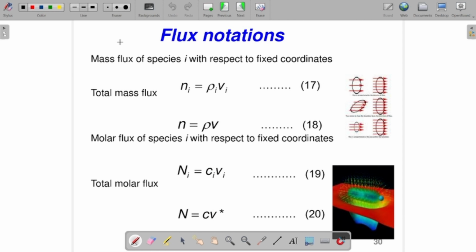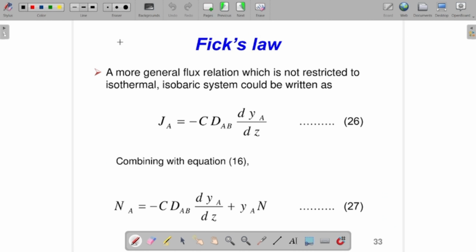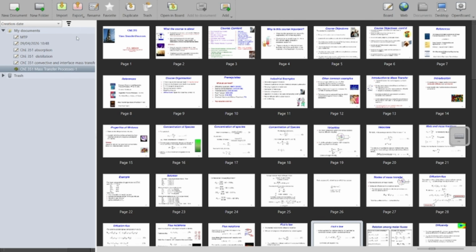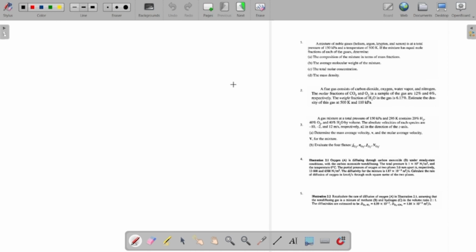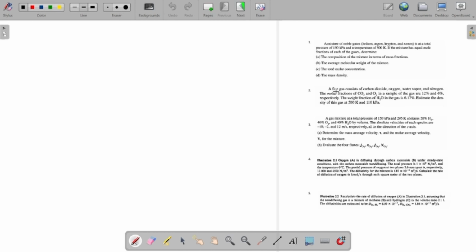So let's see how to evaluate all these things using Fick's law and those things. Let's see how to evaluate them by using an example. So from here, let's look at our first example.